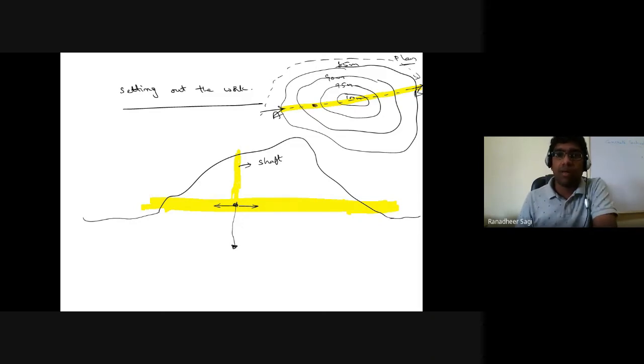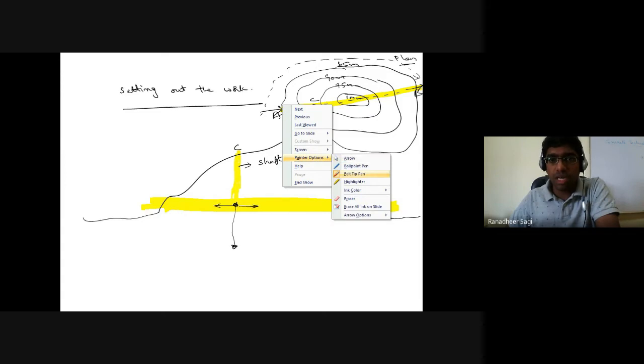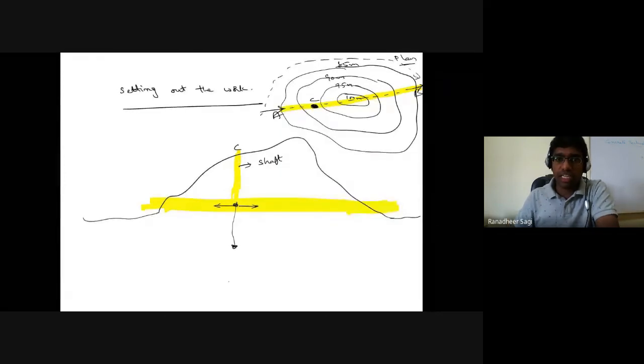Let's say, for example, the shaft which is to be dug is at this particular location. Let's say this is some point C, where your shaft is to be created. So we identify the position of this point C with respect to a proper control network which is prepared for this location. Let's say, for example, let me draw some rough indication of the control network here.